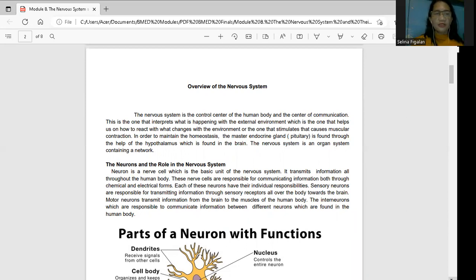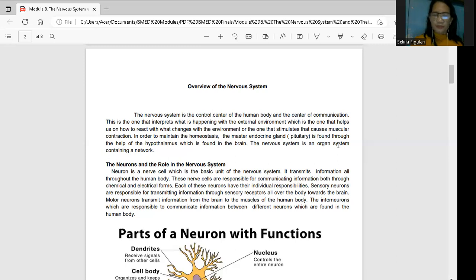It is about the response of our brain to the stimulus, and so on and so forth. It is about the communication between the brain and the motor skills, through the presence of your spinal cord. This is the one that interprets what is happening in the external environment.